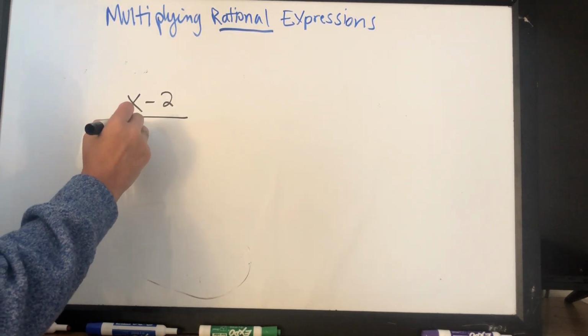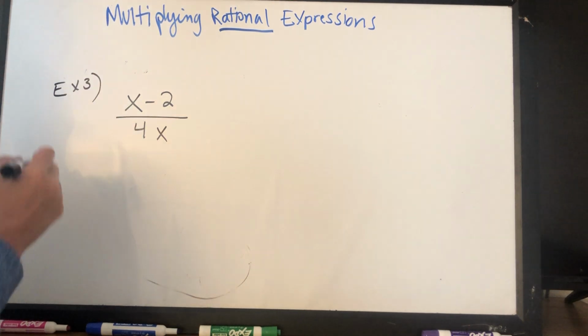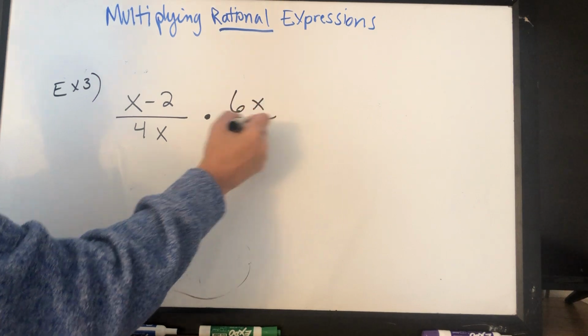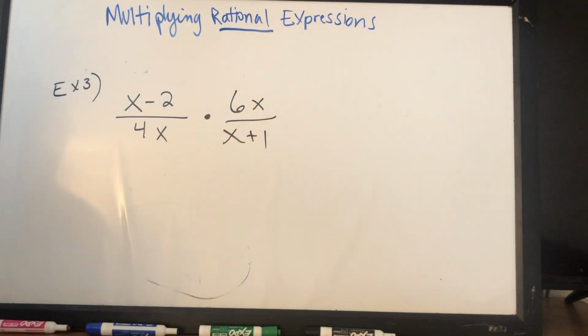x minus 2 over 4x. What are we on? Example 3. And 6x over x plus 1. All right, take a second and write that down.